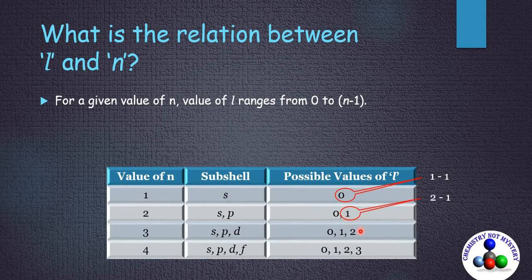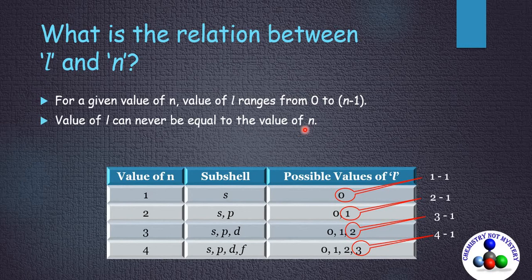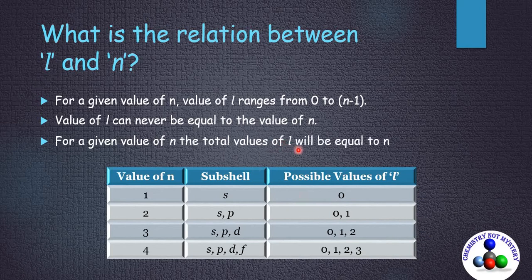Similarly, you can observe here for n equal to 3. The value of the azimuthal quantum number ranges from 0 to 2, that is 3 minus 1. One more point you can notice here is that the value of l can never be equal to the value of n. And for a given value of n, the total number of values of l will be equal to n. Like for n equal to 2, there are two possible values of l, which are 0 and 1.